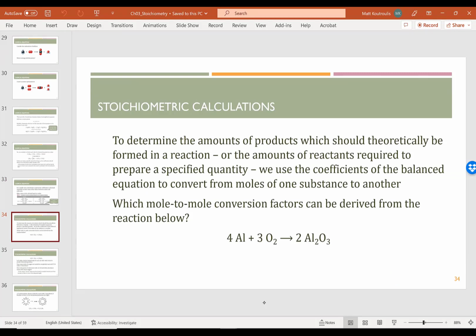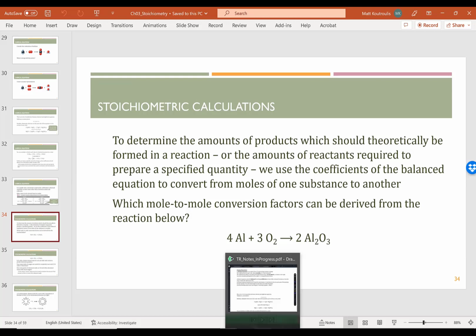All right, so if we want to figure out the amounts of products that should be produced in a chemical reaction, or going backwards, if we know the amount of products, figuring out the amount of reactants, we can use the balanced equation to come up with the ratios that everything reacts in or is produced in. So here, for example, is the reaction of aluminum with oxygen gas to make aluminum oxide. I can get from here 6 ratios.